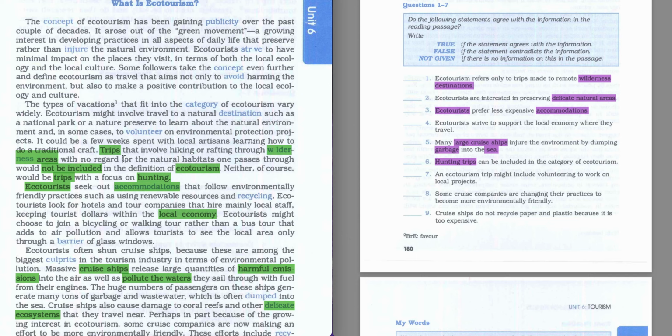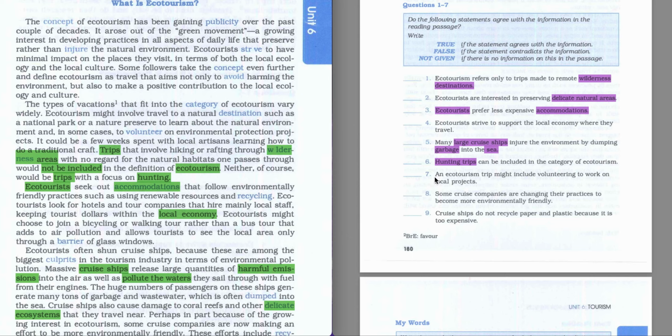Trips that involve hiking or rafting through wilderness areas with no regard for the natural habitats one passes through will not be included in the definition of ecotourism. Neither, of course, will be trips which focus on hunting. So the answer to the sixth question is going to be false. It's not included. It says can be included. It's not. So 6 is going to be false.